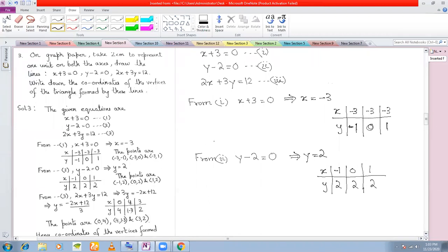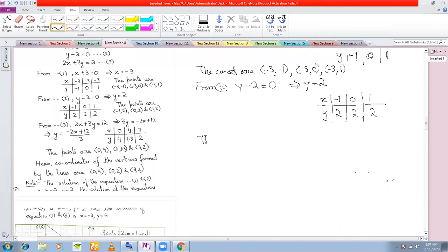So I've got all the points. What are the coordinates here? Let me just write. The coordinates are first (-3, -1), next (-3, 0), and next (-3, 1). And here the coordinates are (-1, 2), (0, 2), and (1, 2). 3 points we have got.